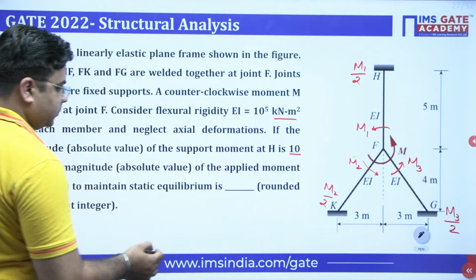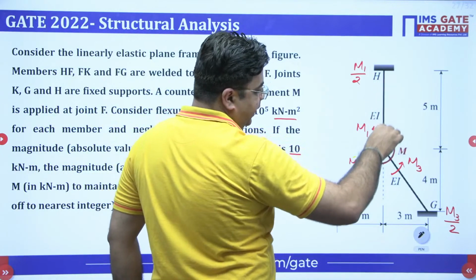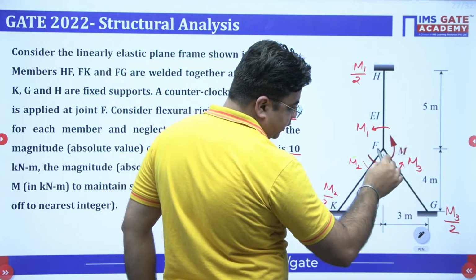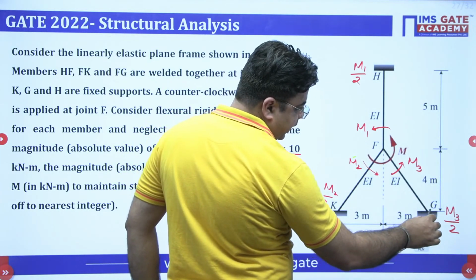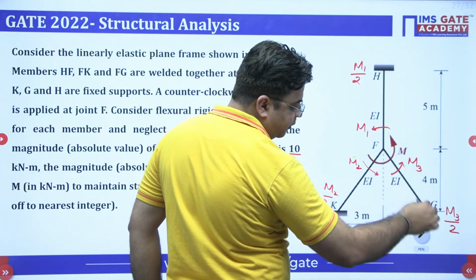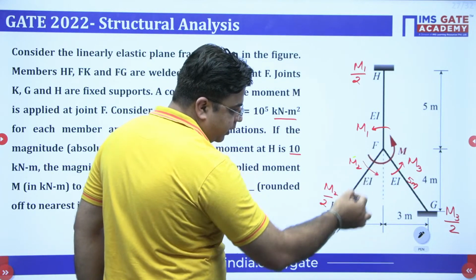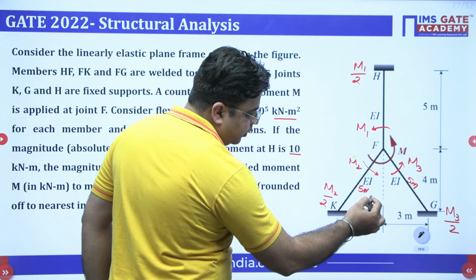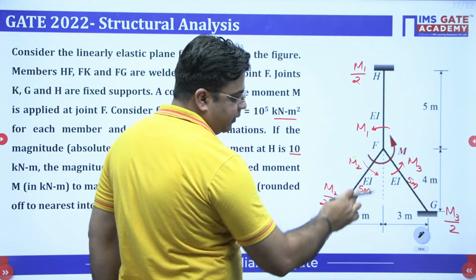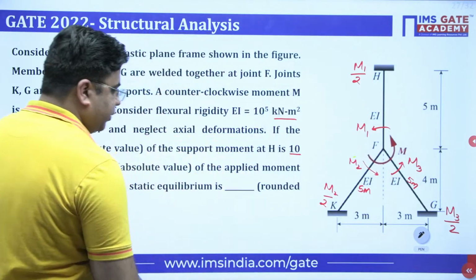So let's do this. First of all, length of this member HF is 5 meters. Length of this member will be how much? This is 3 meter and this is 4 meter. So when you apply the Pythagoras theorem, this member length will also be 5 meters. Similarly, length of this member will also be 5 meters because this is 3 meter and this is 4 meter. So this length will be 5 meter. Flexural rigidity is EI, which is same for all the three members.